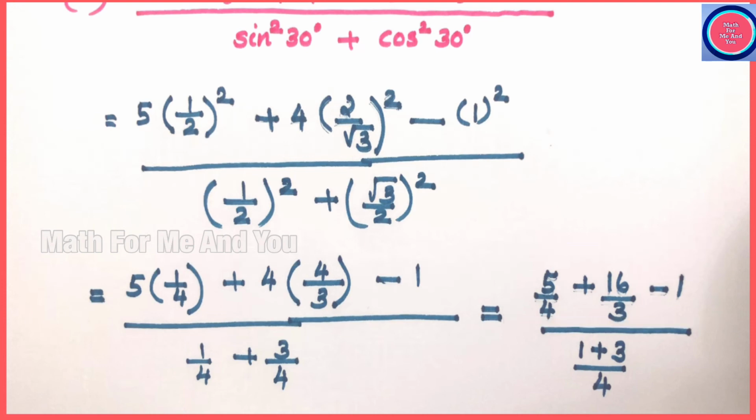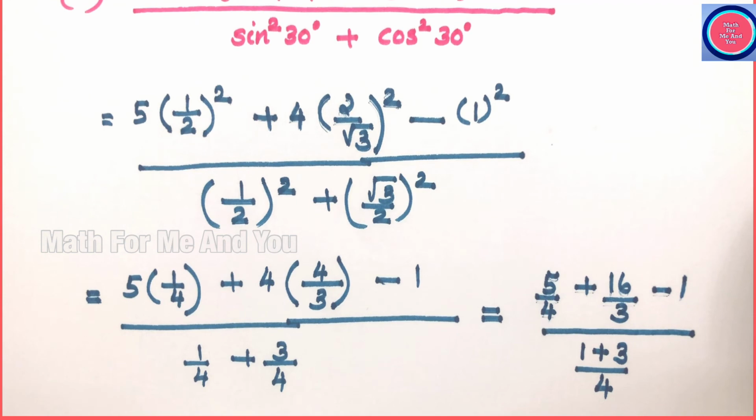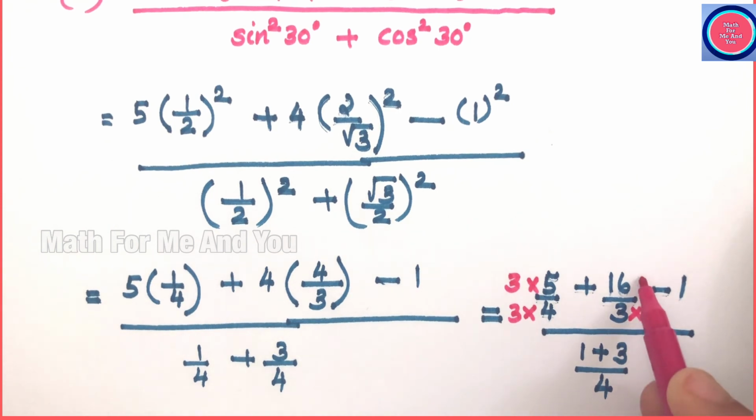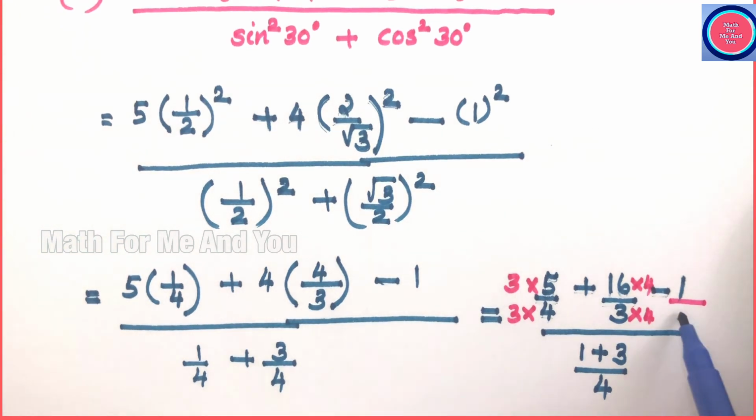Look at the numerator part. 3 terms with the denominators 4 and 3. What is the common denominator? Their LCM, 4 times 3, that is 12. So each fraction we are going to change to get a denominator 12. The first fraction is 5/4. We multiply with 3 up and down. Second denominator is 3, so we multiply with 4 up and down. And the third term is 1. We can consider 1 as 1/1 and then multiply with 12 in the numerator and denominator.